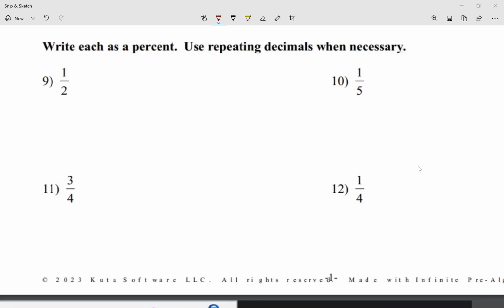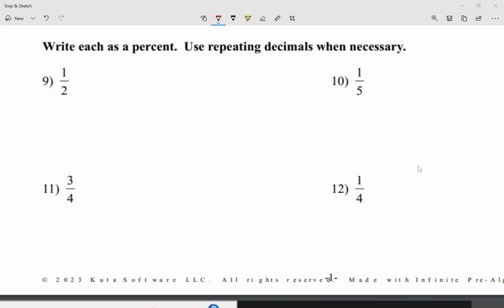Now we're still starting with a fraction. I know we've been looking at fractions to decimals. Now we're going to look at fractions to percent. Write each as a percent. Use repeating decimals when necessary. Okay, so we have to write this as a percent.